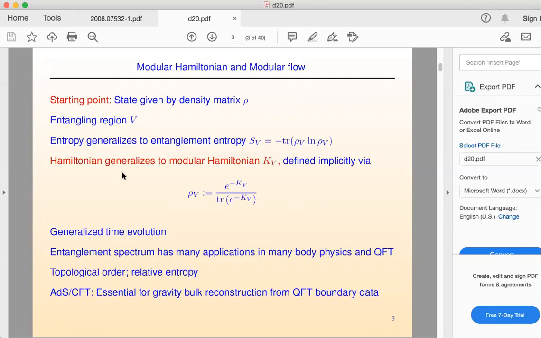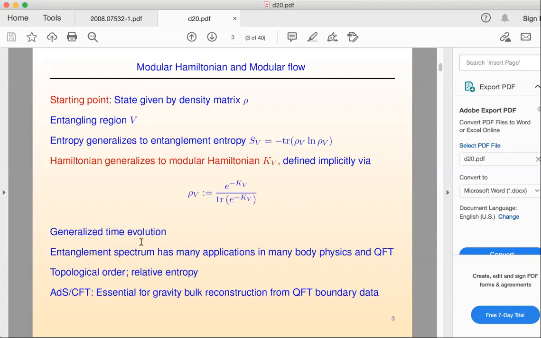Okay, and now in a similar fashion, the standard Hamiltonian of quantum mechanics generalizes to the so-called modular Hamiltonian, K. This is an operator which is defined implicitly via this equation here, where we start from this reduced density matrix and then write it in this standard fashion, and in this way implicitly define this operator K_V. This means that we will consider a generalized time evolution. The normal Hamiltonian gives you the evolution of the time in your spacetime, and here this modular Hamiltonian will give us some kind of generalized evolution along a generalized time coordinate.